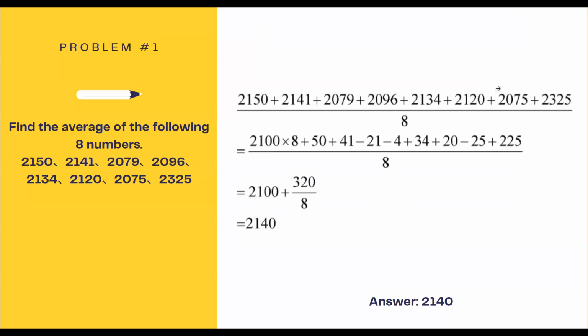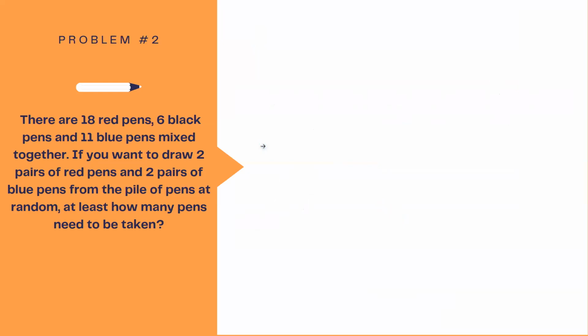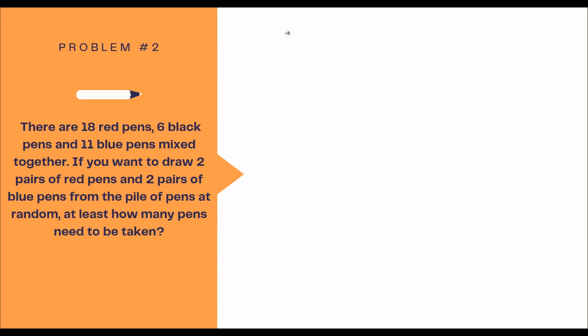Now we proceed to problem number two. There are 18 red pens, 6 black pens, and 11 blue pens mixed together. If you want to draw two pairs of red pens and two pairs of blue pens from the pile of pens at random, at least how many pens need to be taken? What do you think is the answer? I will give you a few minutes to answer this one. Some answered 26. Some answered 28.